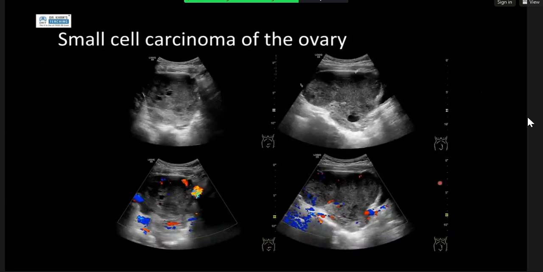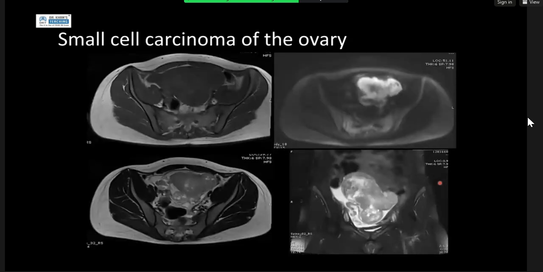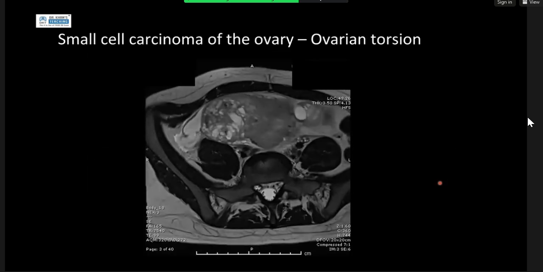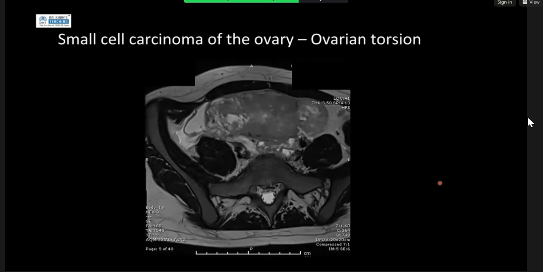So next case is just to show you small cell carcinoma of the ovary. Looks very similar to the yolk sac tumor. You can't really tell, and that's how it looked on MR. And the reason why we knew about it is because it was resected and studied under histology. The thing why I wanted to raise your attention is to show you how ovarian torsion looks on imaging.